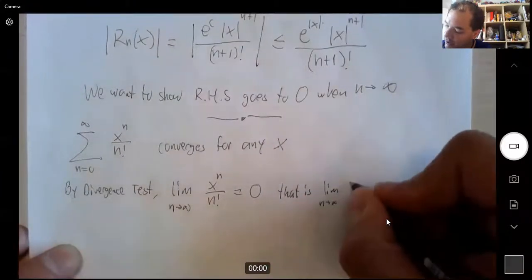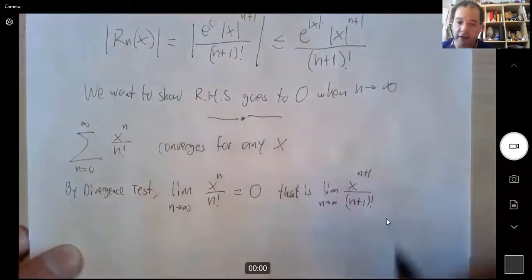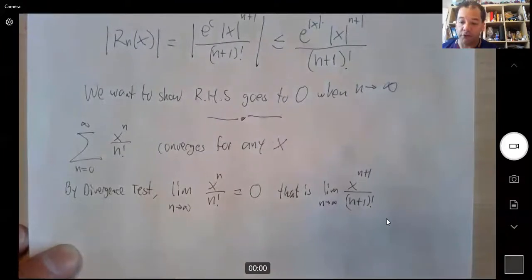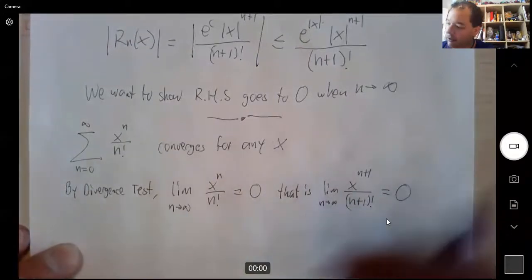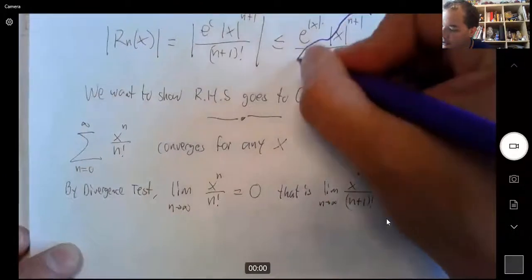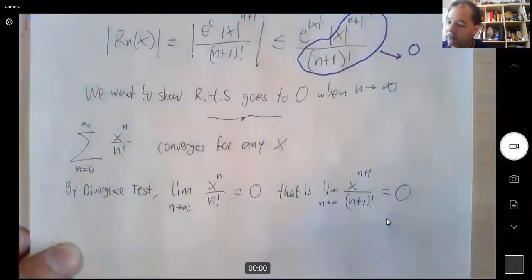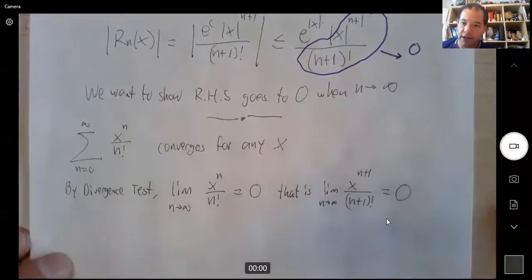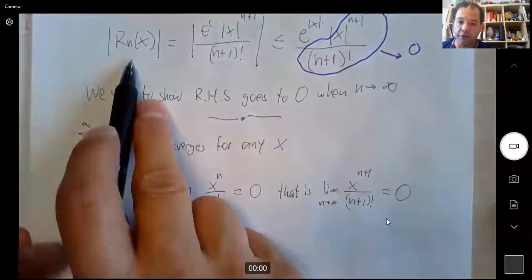And that's the same as if you change the x to n plus 1. It doesn't matter. It's just like doing a j substitution, in this case, an n substitution. So this limit is also 0. Then we can look up here, and this part over here goes to 0 when n goes to infinity. And because this part goes to 0, then the remainder goes to 0.